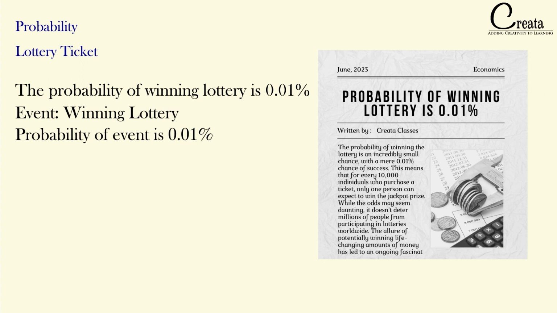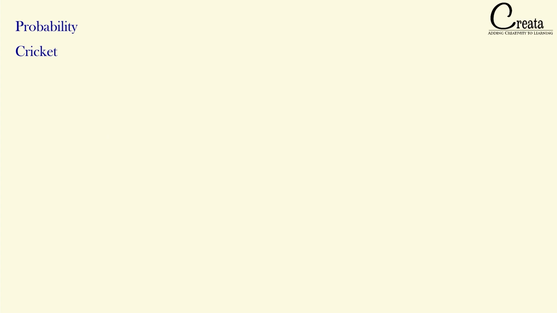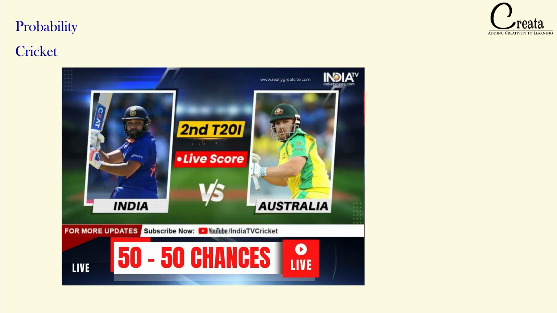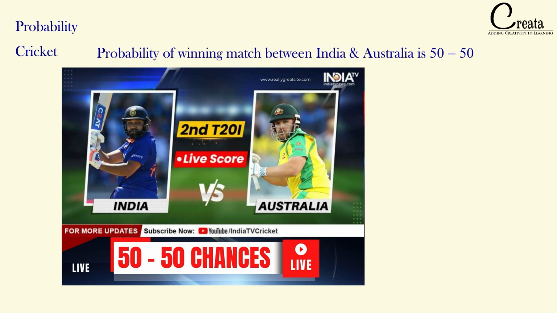If you take the example of a cricket match, you must have heard in the news or from some anchors that the probability of winning the cricket match between India and Australia is 50-50. What is this 50-50? Here 50-50 symbolizes 50% probability of India winning and 50% of Australia winning, meaning the chances of winning for both sides are equal. I'm just giving some examples to build a basic understanding of what probability is.